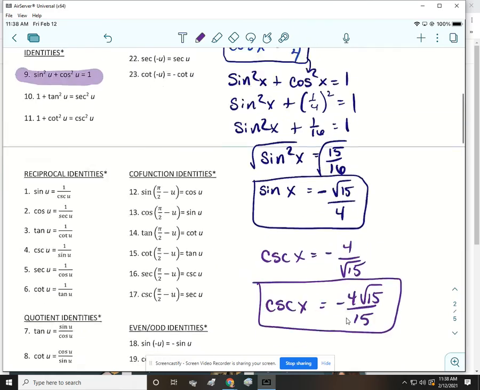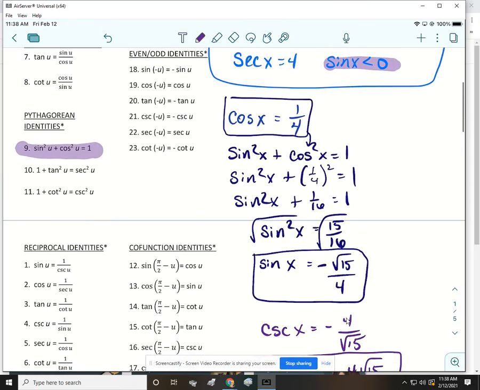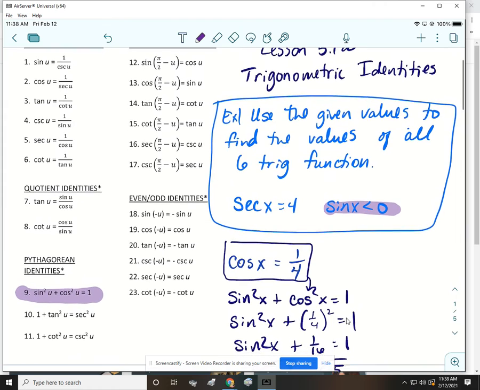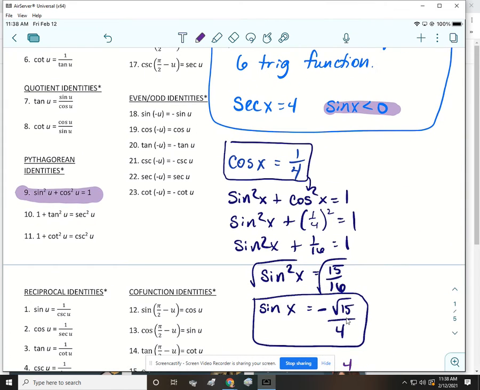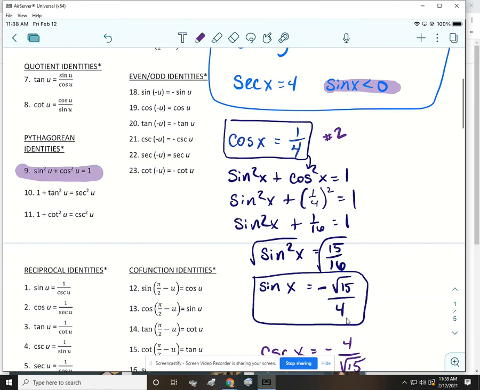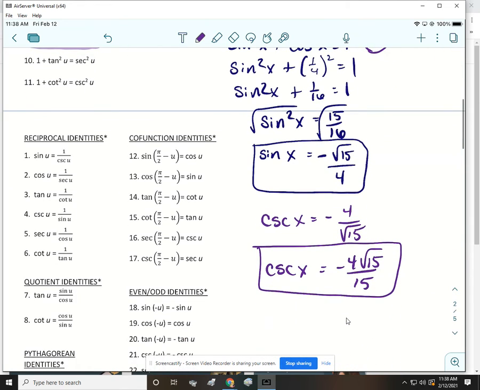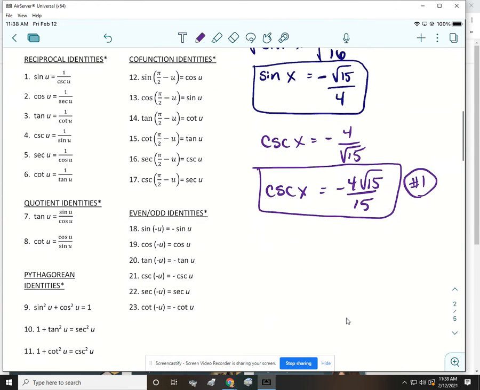All right, now I'm going to go back and write which identities I used. So to get cosine, I used number 2. All right, and then this was the Pythagorean identity number 9. And then this was reciprocal identity number 1. Okay, so now I'm going to keep going.